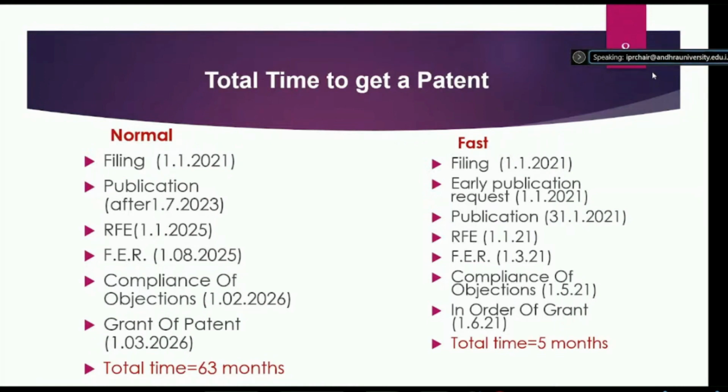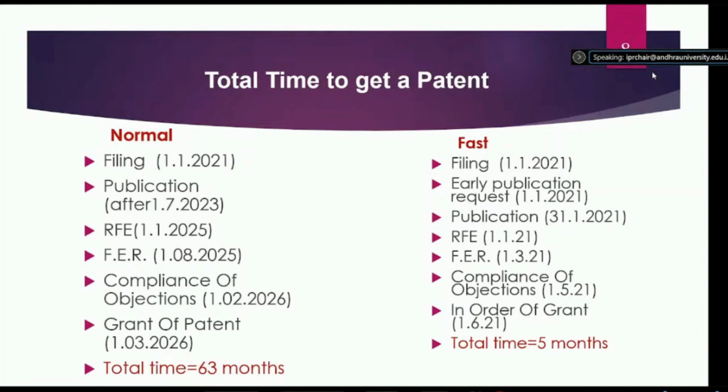However, look at the faster route. If you have filed, there is Form 9 for early publication request. If you have filed that form, your application will be published within 1 month. So you have to file that early publication request on the same date of your filing. So your application will be published by 31st January 2021. You can see the difference, how much faster this is.